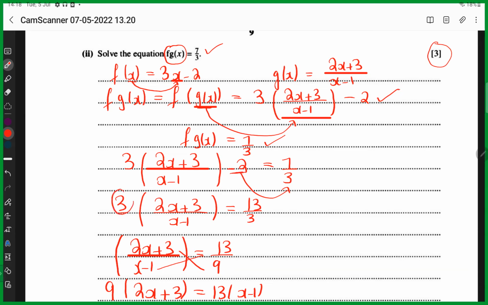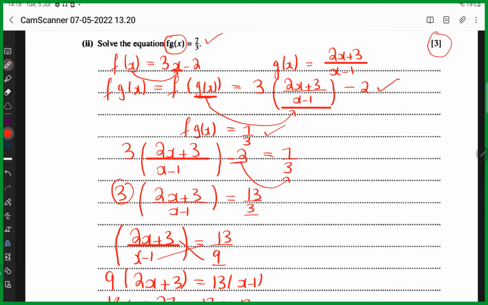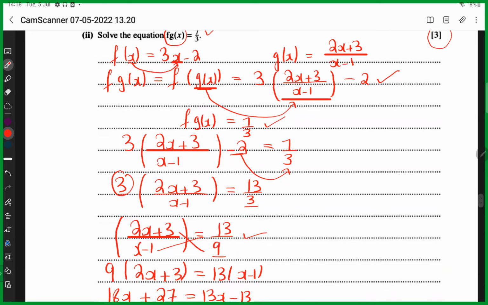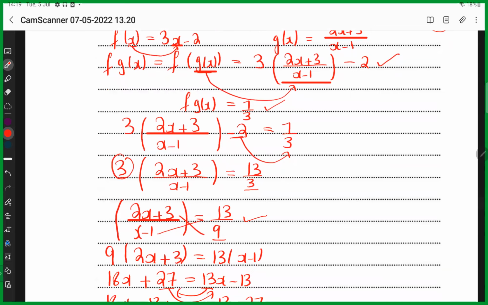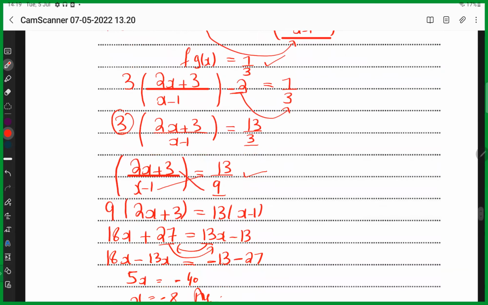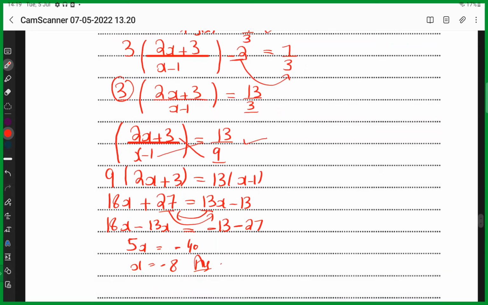And then I took this 3 on the other side. Obviously, you have multiple ways of solving this question. This was just my way of doing it. When I took 3 on the other side, it was multiplied with the denominator. We had 3 already. 3 multiplied by 3 would give me 9. And at this point, I have just cross multiplied. So after cross multiplication, we had 9 into (2x plus 3) equals 13 into (x minus 1), and then it just became a linear equation, and I made x the subject, and it gave me x equals minus 8, right?